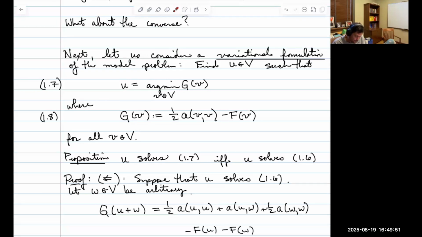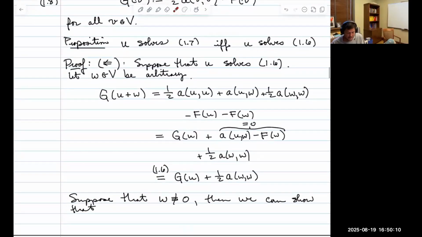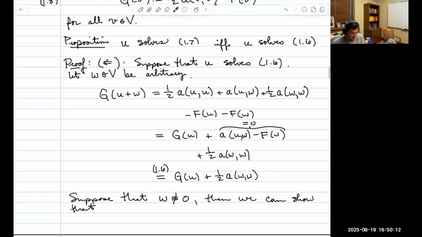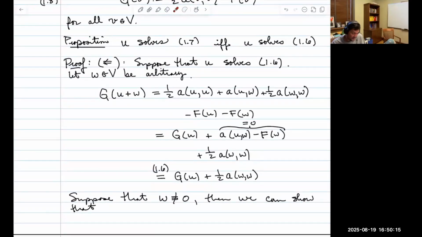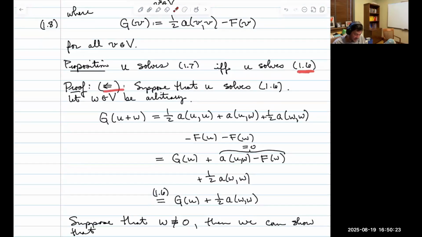So what I want to show is that u solves this new problem 1.7 if and only if it solves the weak formulation 1.6. And this is going to require a leap of faith that we'll come back and prove later, and I'll talk about that once we get to that point. Okay, so let's go this direction first. This direction means we're going to assume that it solves 1.6 and try to show that it solves 1.7. So suppose that u solves 1.6.